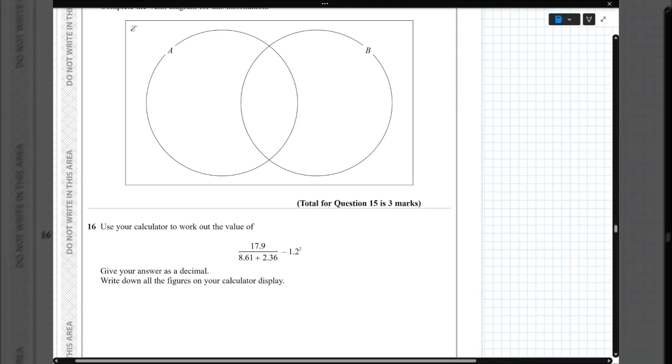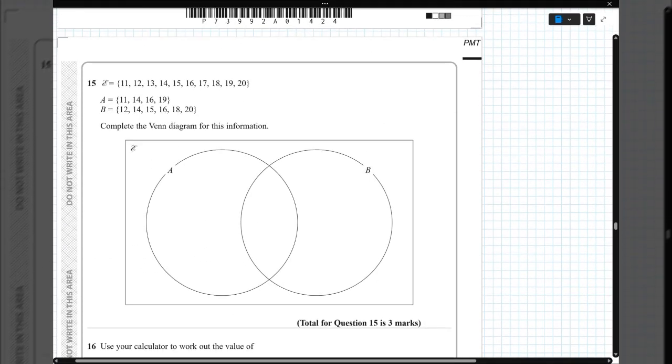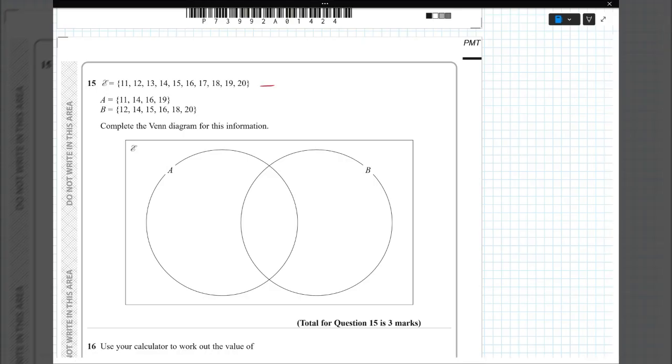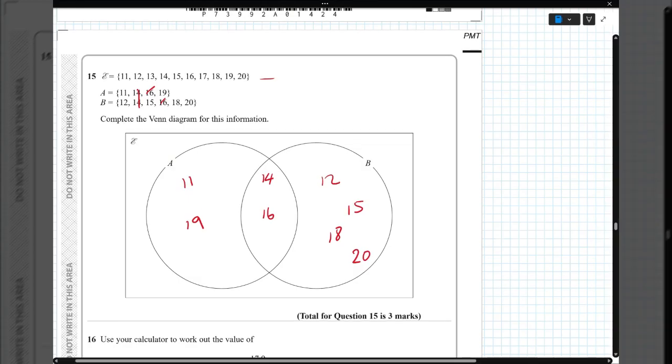Okay, question 15. We've got 2 more to fit in. Complete the Venn diagram for this information. So we've got our universal set, which looks like it's the numbers 11 to 20. In set A and B, we've got a list of numbers. So the numbers that are in both, 14 and 16. And then in these other ones, A, we've got 11, 19. B, we've got 12, 15, 18, and 20. That's it. That's done. I don't need to do anything else. Or do I? I do need to do something else.